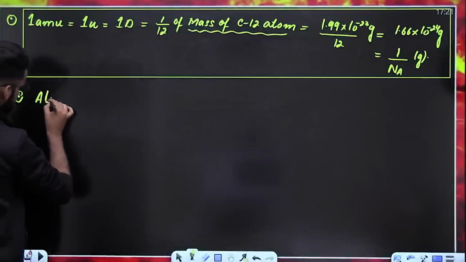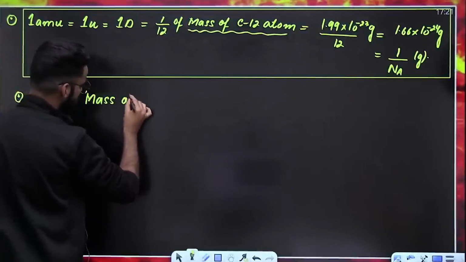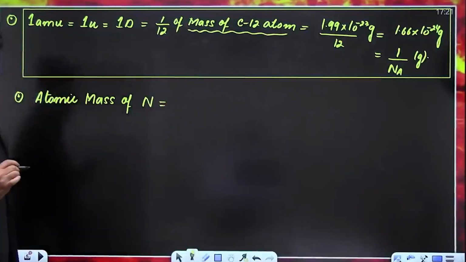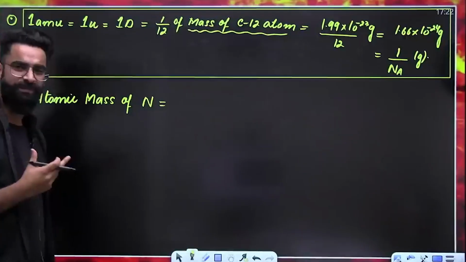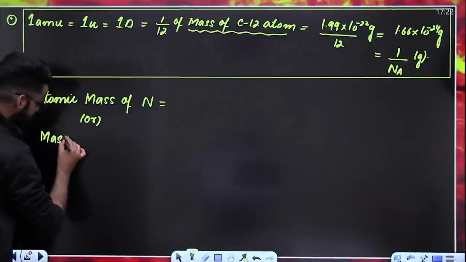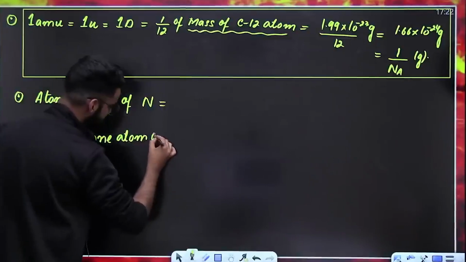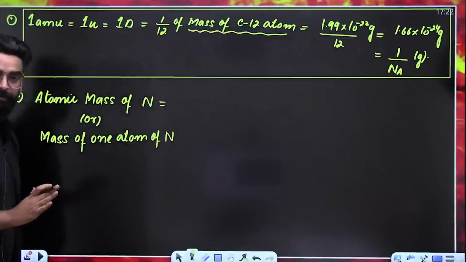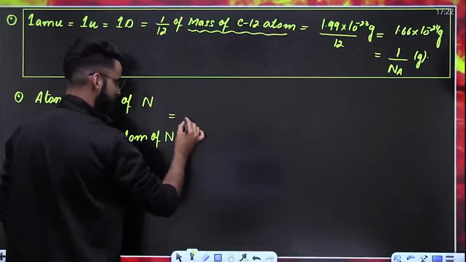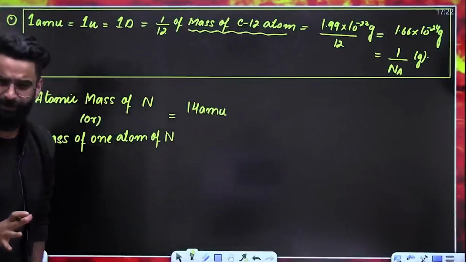Here I'm writing the first statement: atomic mass of nitrogen. What does it mean? Atomic mass of nitrogen means I'm talking about the mass of one atom of nitrogen. And every one of you must know that the atomic mass of nitrogen is just 14 AMU.